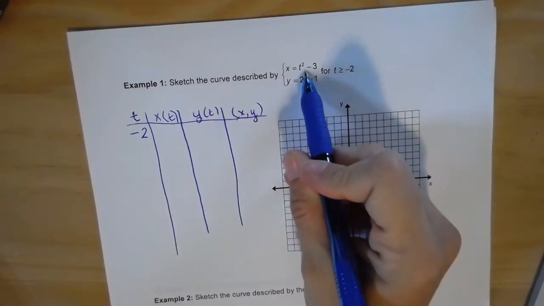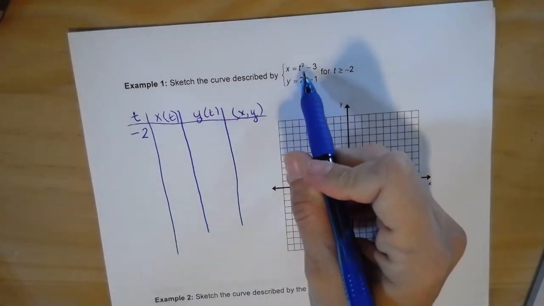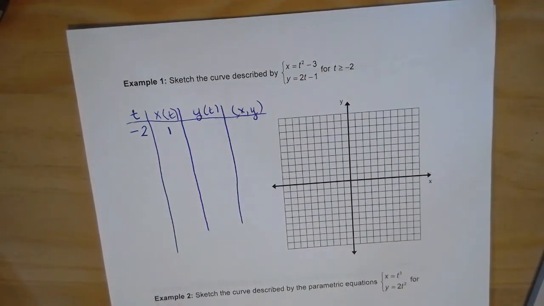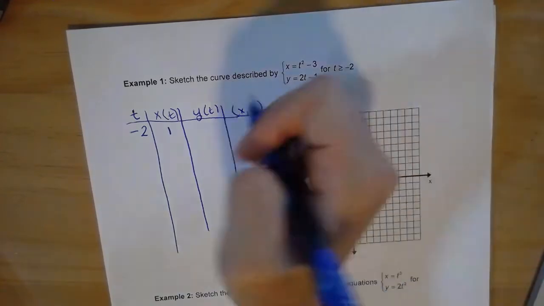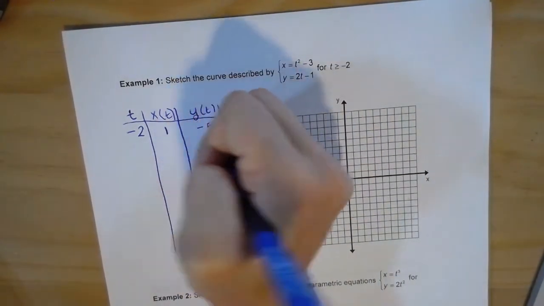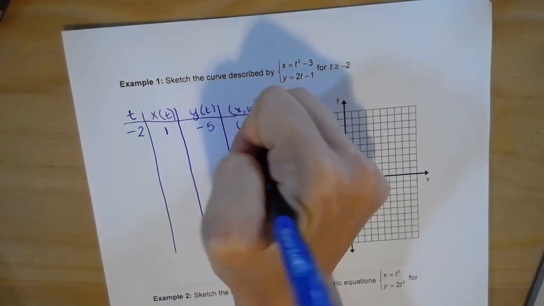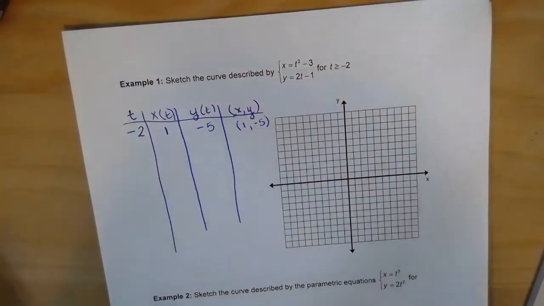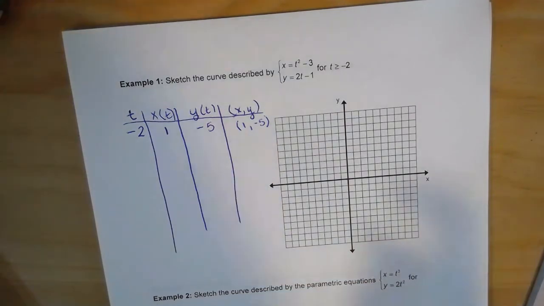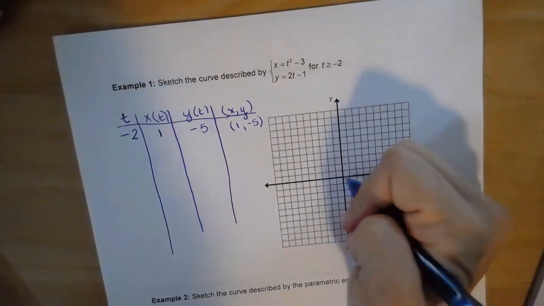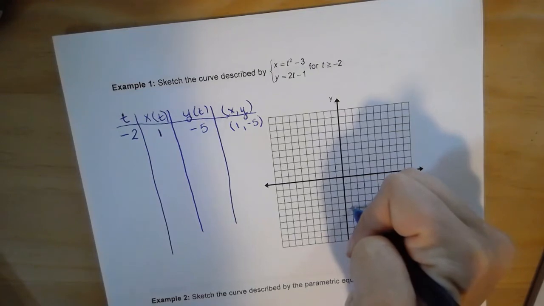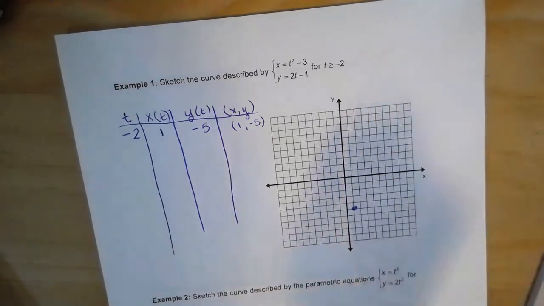Now when I plug in -2 to the top, I would get 4 minus 3, which is 1. Plug in -2 to the y, and I will get -5. So I have 1 comma -5. Now, because I have a start and a direction, I'm actually going to start graphing these as I calculate them out. So 1, -5. So 1, 2, 3, 4, 5. Okay, and that's where I start.